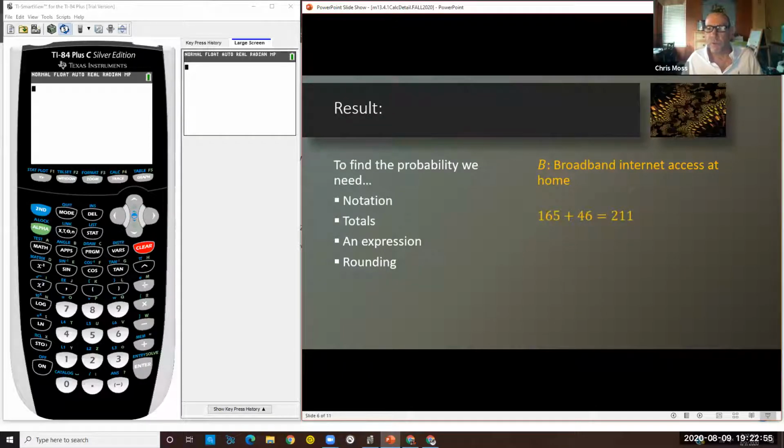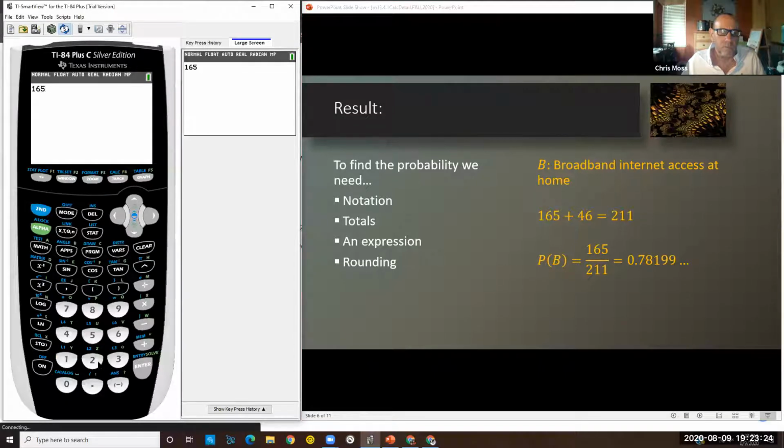How many people did we talk to? Well, 165 had access, 46 did not. 211 people were asked altogether. Now, the probability of selecting from that group of 211 people someone who does have that access, we make a fraction, 165 divided by 211. On our calculator, it's very straightforward.